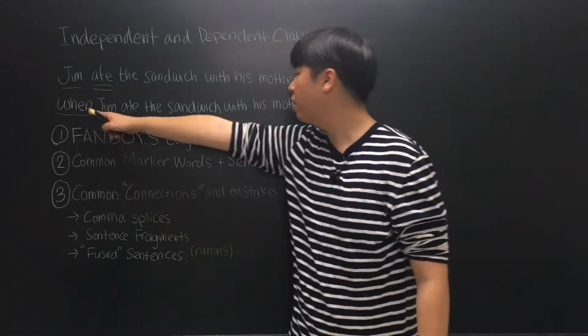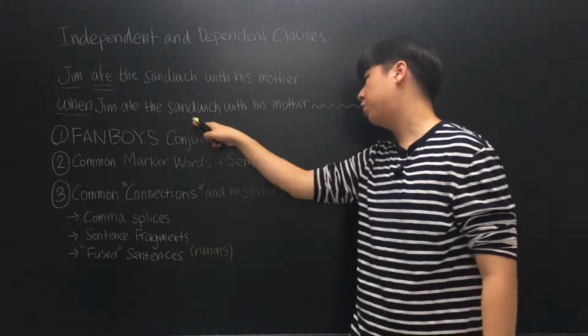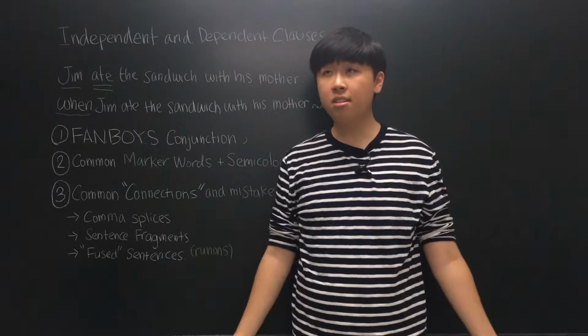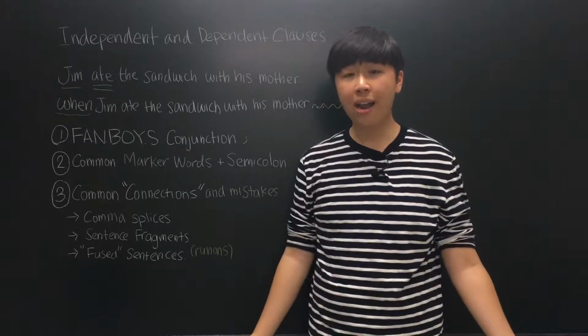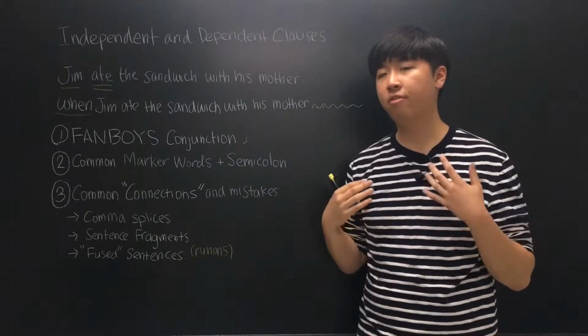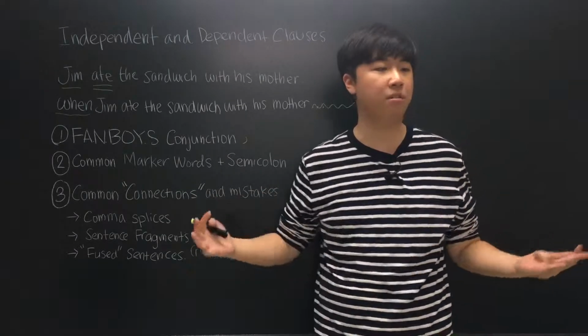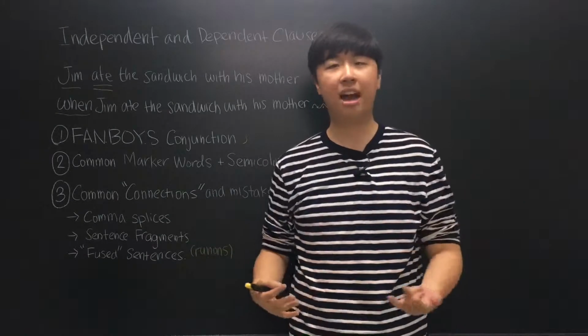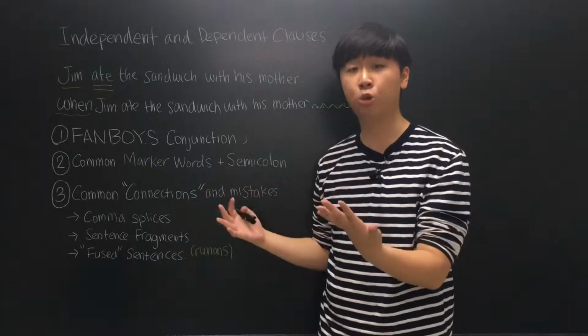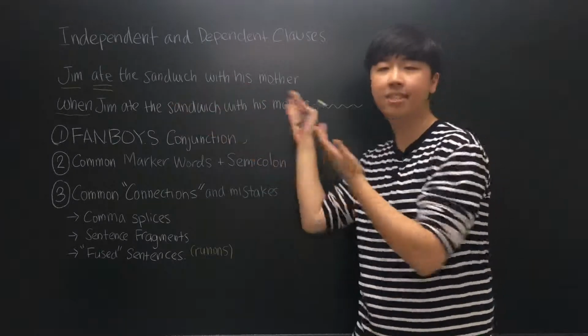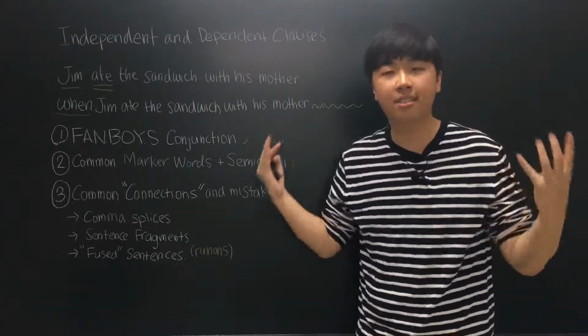Let's take a look here. When Jim ate the sandwich with his mother. This is not an independent clause. Why? Because the idea has not been fully conveyed. We want to know when Jim ate the sandwich with his mother. What happened? Did they have toast as well? Did they have omelets? Was there an explosion? What happened? I want to know what happened, and this sentence doesn't tell me anything because it's not a sentence, it's a dependent clause.